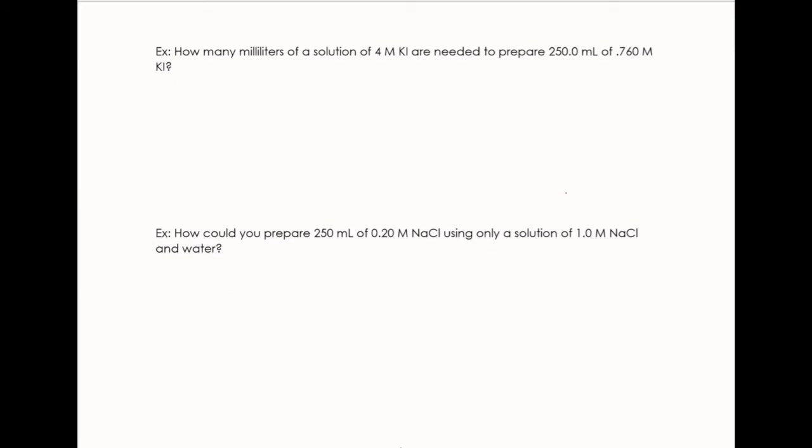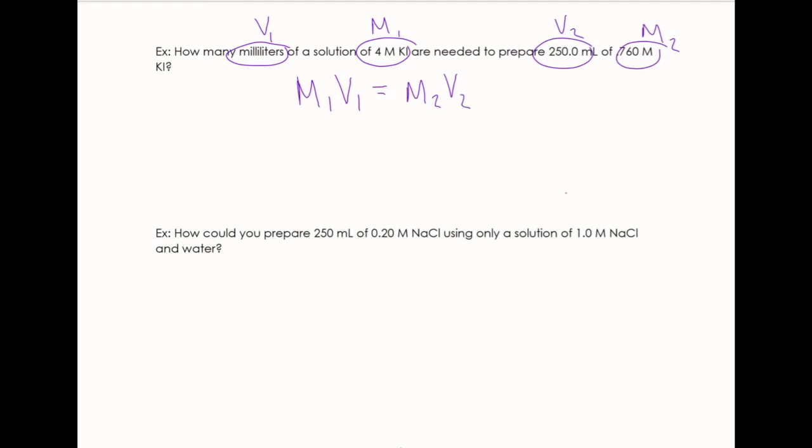Okay. Second one, almost identical to the first. It says how many milliliters of a solution of 4 molar potassium iodide are needed to prepare 250 milliliters of 0.76 molar potassium iodide. Okay, so same thing, we're just going to label everything in the equation to start. So it's looking for milliliters. Again, it's looking for V1. It gives us a molarity, gives us V2, gives us a second concentration. So M1V1 is equal to M2V2. Same thing as before, guys. We're just going to plug in all those numbers. Okay, 0.76 for that molarity, 250.